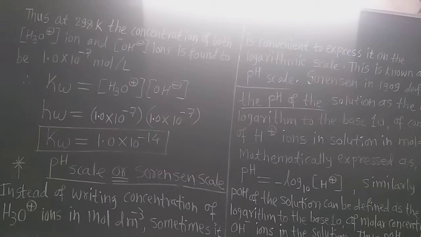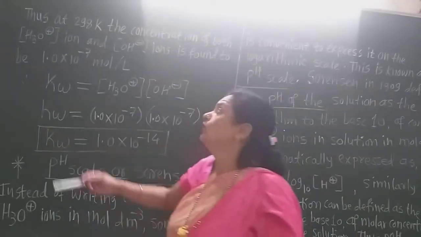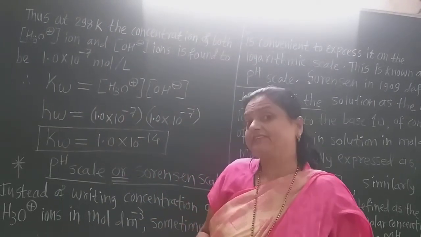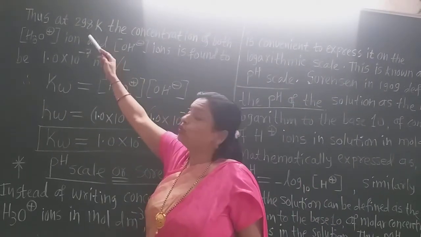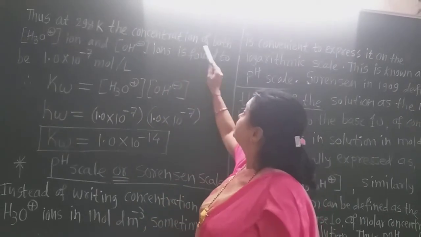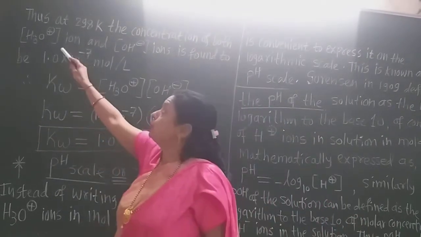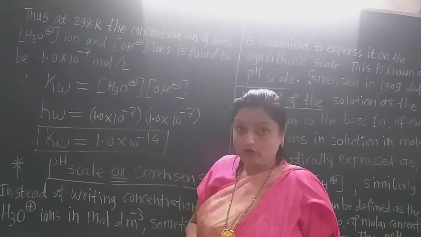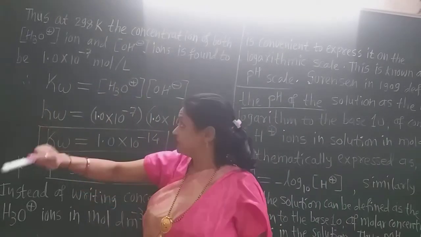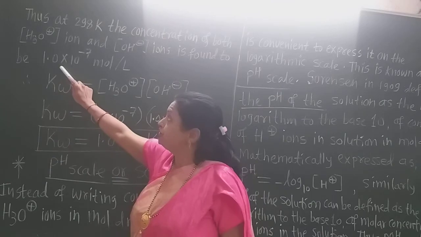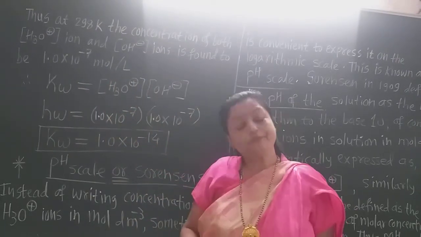Thus at equilibrium and at 298 Kelvin, that is at room temperature, that is 25 degrees centigrade. 298 Kelvin means just subtract 273 from it and you obtain 25 degrees centigrade. So at 25 degrees centigrade or 298 Kelvin, the concentration of both these ions, that is the H3O plus ion and the OH minus ion, the ions of water, is found to be 1.0 into 10 raised to minus 7 moles per liter.